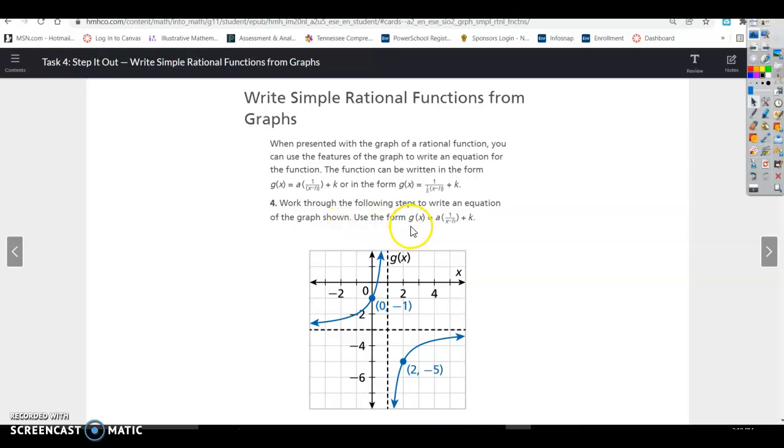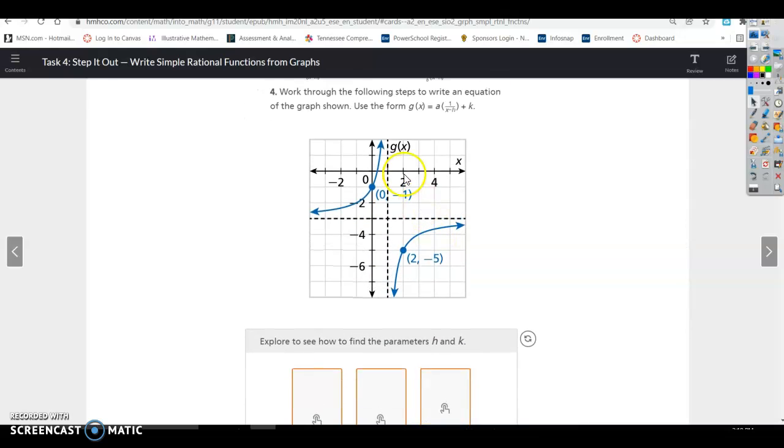Use the form g of x. Okay, so that's our general formula here. So when we look at this, we can tell what our asymptotes are. So that's where we're going to start. We know that this is our h and this is our k. So the first thing we can do is write down h equals, there's 0, 2, so h equals 1, and k equals -3.